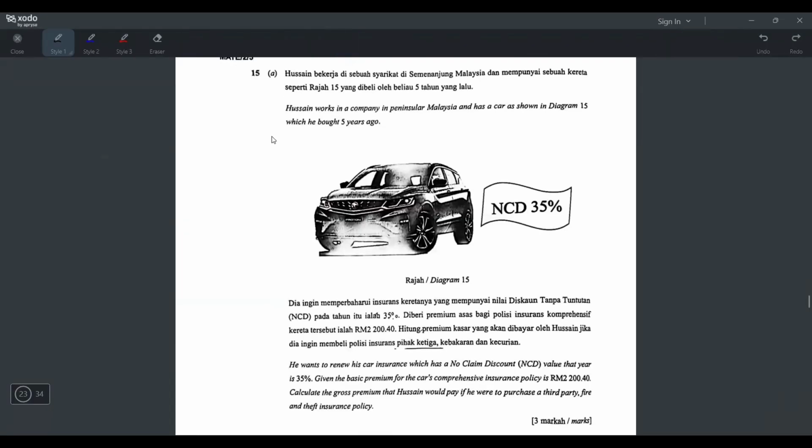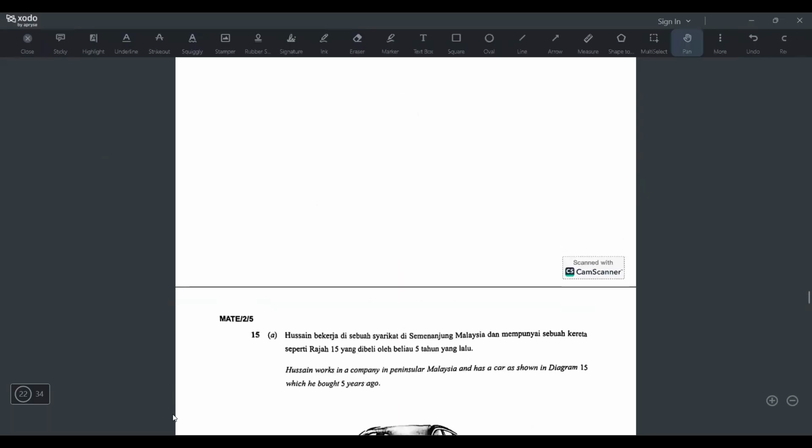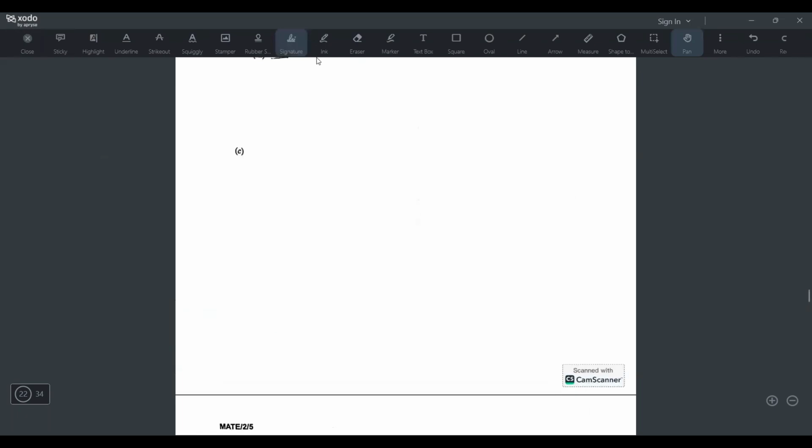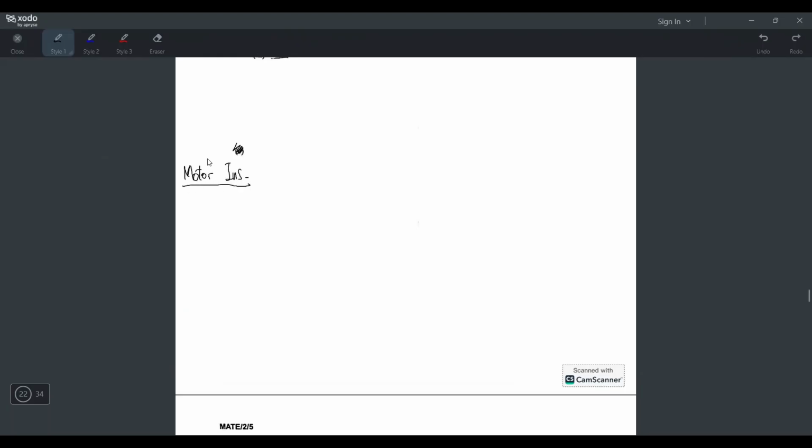Okay, number 15, let's continue. This is a motor insurance question, and for motor insurance, I'll first explain how to calculate it. Let's write down here, motor insurance. So let's talk about the comprehensive policy. We have 3 policies, right? Comprehensive policy, third party policy, and third party fire and theft.